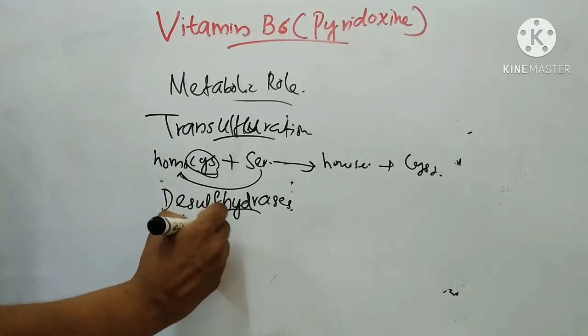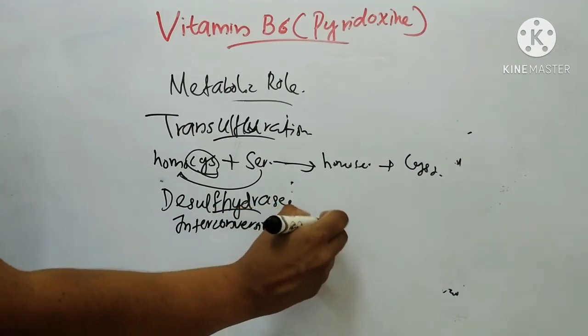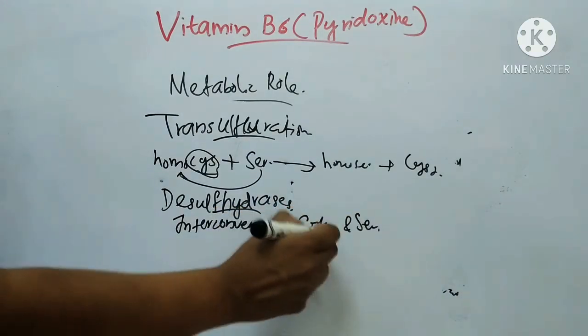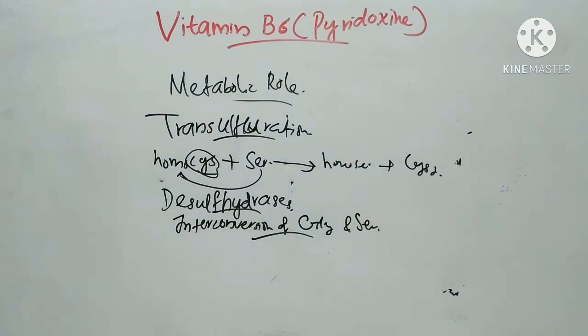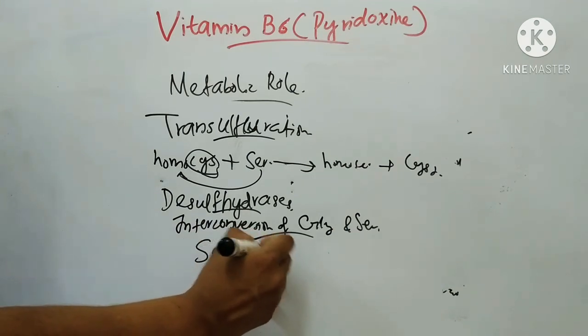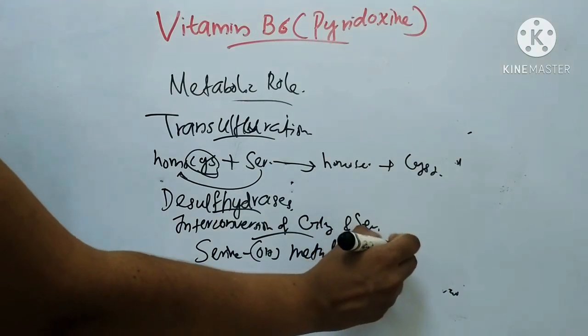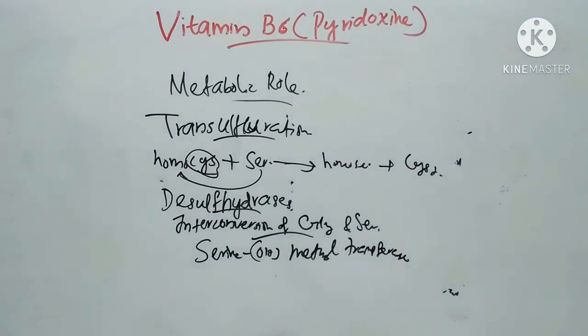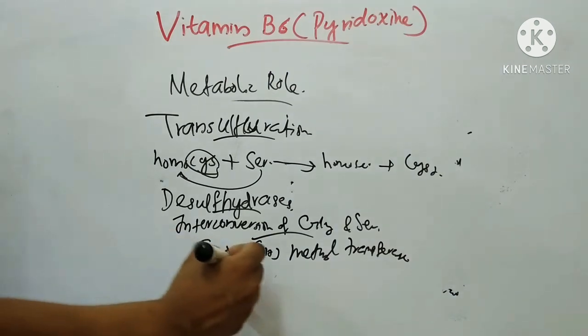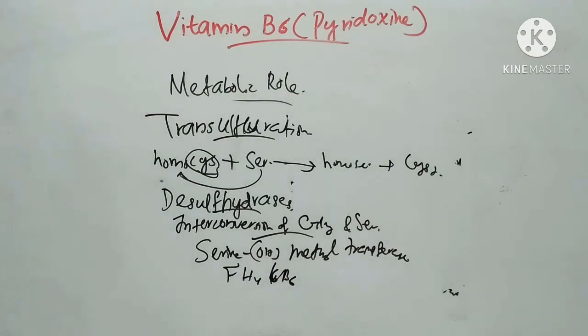Next one is interconversion of glycine and serine. This is by the enzyme serine hydroxymethyl transferase. In this, both FH4 (tetrahydrofolate) and B6 are required as the coenzyme.